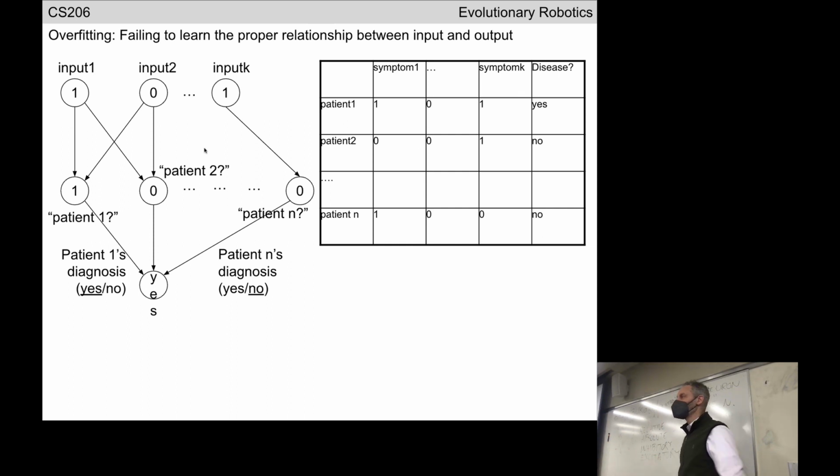We all panic from time to time and cheat by memorizing rather than learning patterns in data. Same thing with artificial neural networks.